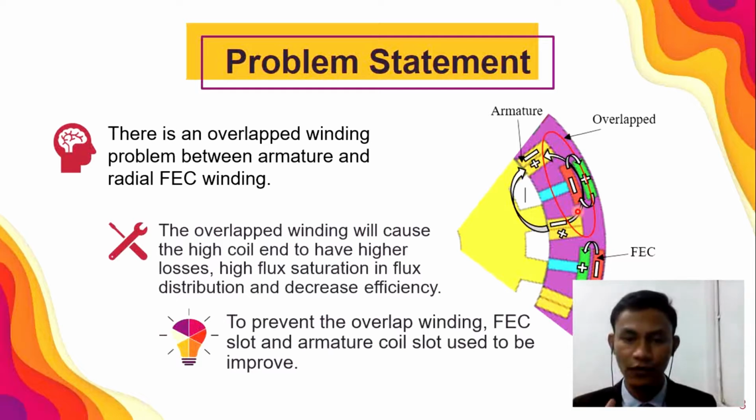The effect of the overlap winding is that it causes the coil end to have high losses and high flux saturation in the flux distribution, and it also decreases the efficiency. To prevent the overlap winding, the FEC slot and armature coil slot need to be improved.